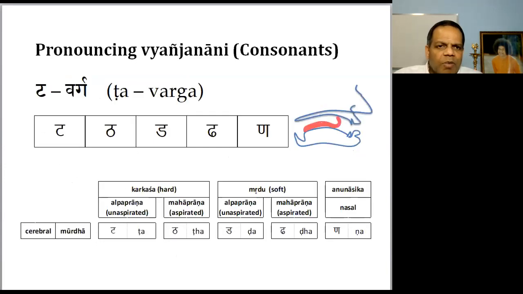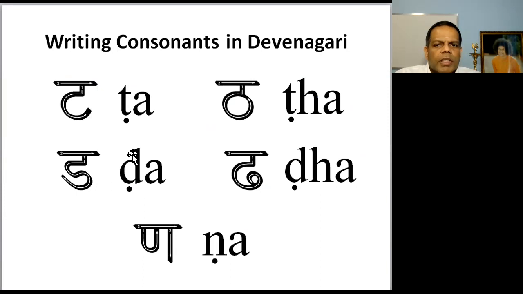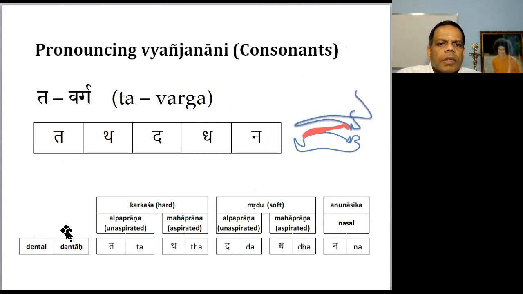Then the next one is the ta varga. So ta, tha, da, dha, na. How it's written is pointed out. Please pay attention to the transliteration. The dot at the bottom means always curl the tongue up. Ta, tha, da, dha, na. Then we came to the tha varga, which is tha, thha, dha, dhha, and na.